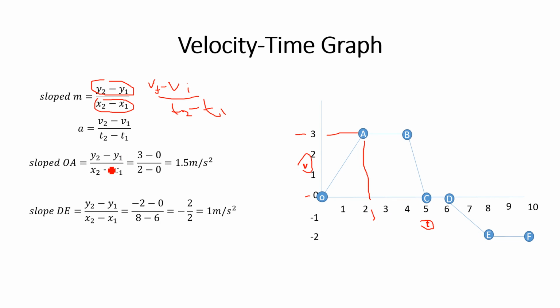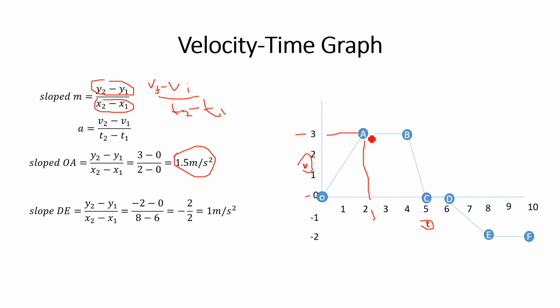Now substituting the values here for this region, we will get 3 minus 0. 3 is the final velocity, and 0 is the initial velocity. So 3 minus 0, and here we will get on the x-axis 2 minus 0, which is equal to 3 divided by 2, and we will get 1.5 meter per second square, the value of acceleration.